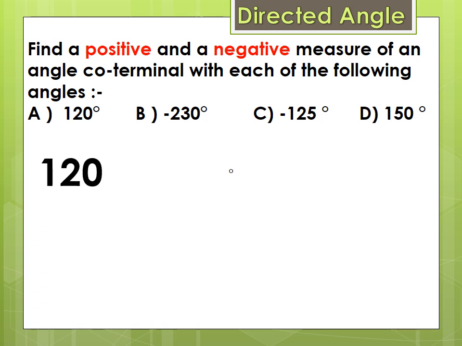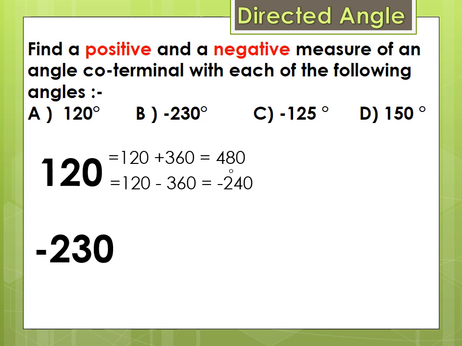Find the positive and the negative measure of an angle co-terminal with each of the following. 120, shabab. Okay, I need the equivalent, the positive and the negative. So 120 plus 360, that means positive, but I need negative now. 120 minus 360, you will get negative 240.